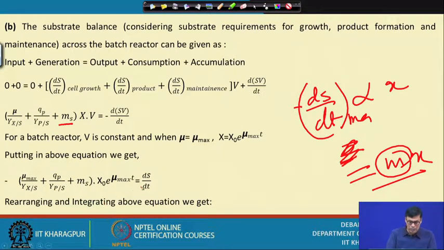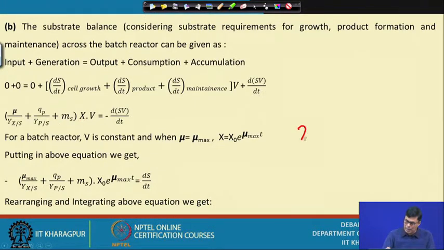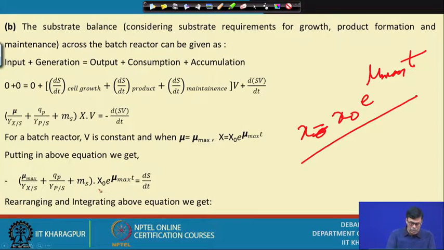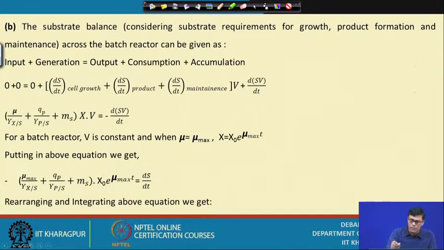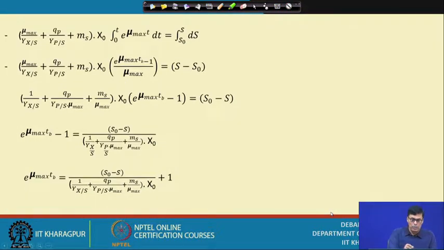So, this is how this equation has come, and we have already calculated what the X value is. How can you calculate it? X equals X0 e to the power mu max into t. We have shown you before, I am not showing you again here. So, this is what we can put here, and then this is equal to dS by dt. By rearranging the upper equation, we get the final equation. We will get this equation by rearranging all these equations.